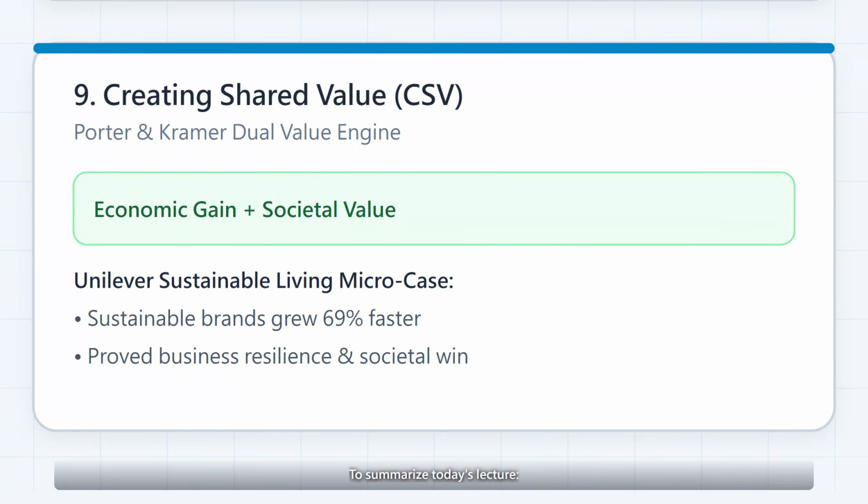To summarize today's lecture, strategy is about creating and capturing value, measuring economic profit through EVA, balancing operational drivers via strategy maps, and innovating business models to generate shared value.